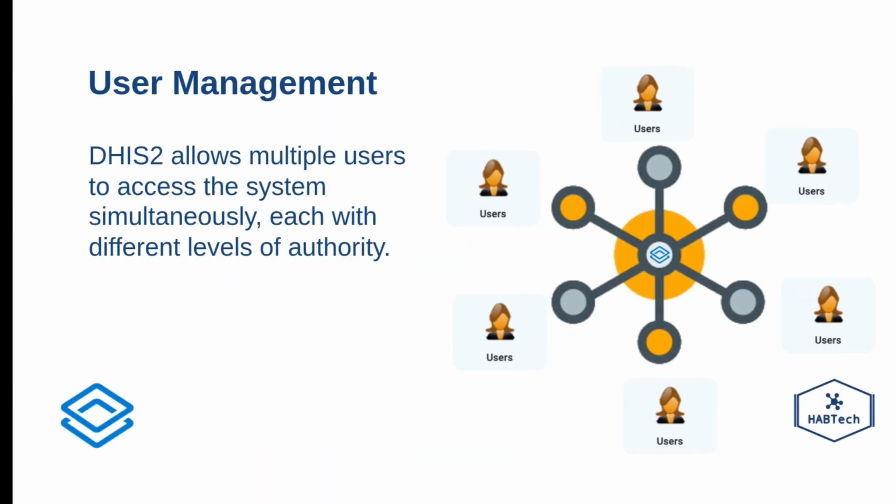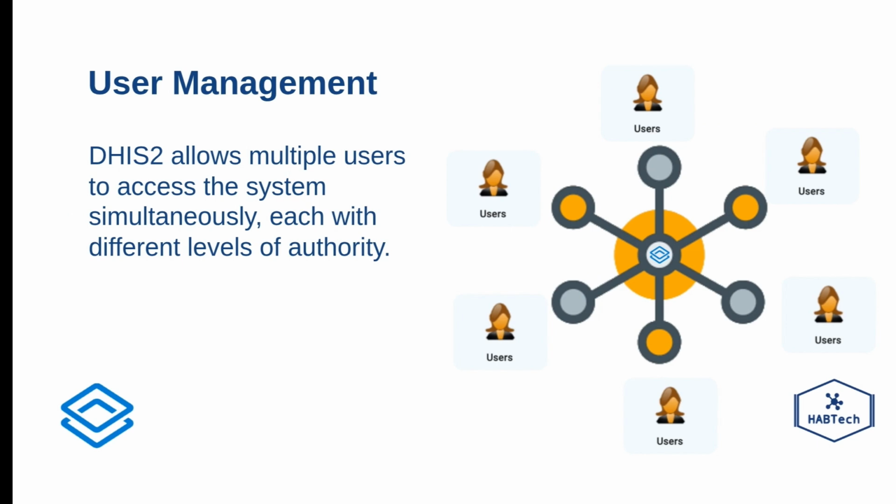Let's get started. DHIS2 allows multiple users to access the system simultaneously, each user with a different level of authority. User management is a powerful platform that lets you create users, assign roles, and define what each user can do. Some users may only enter data, while others can generate reports or manage the system.